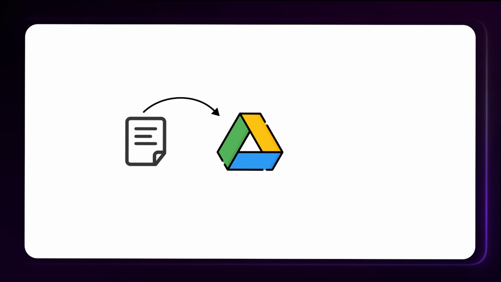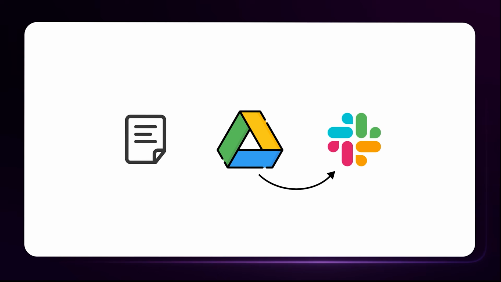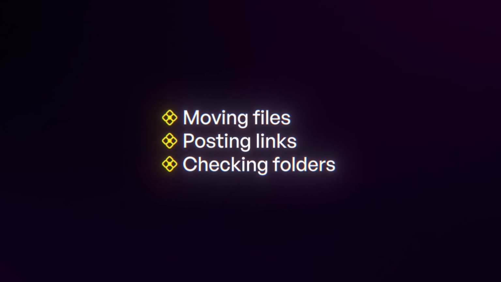For example, you can set it up so that whenever a new file is added to a specific Google Drive folder, a message is automatically sent to Slack with the file name and link. Without manual sharing or reminders, it just happens in the background. This is the part that actually turns separate tools into a system. Instead of moving files, posting links, and checking folders all day, the automation handles the busy work so you can focus on creating.